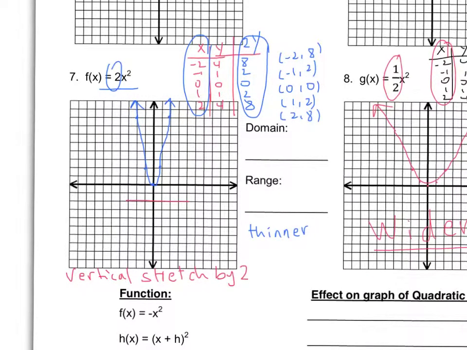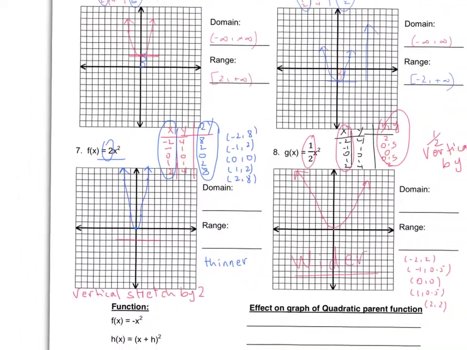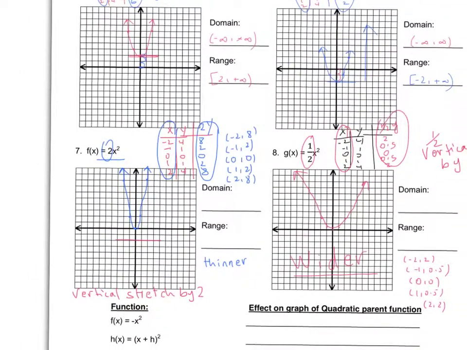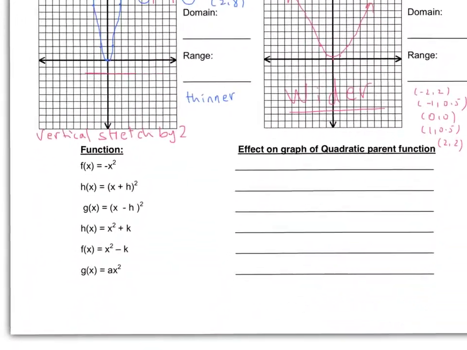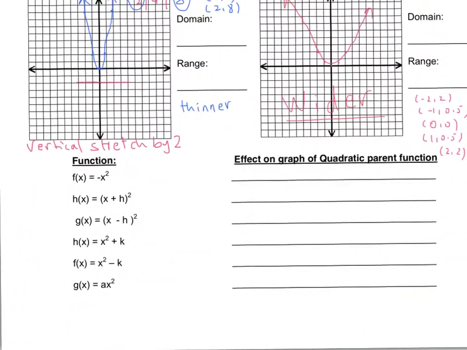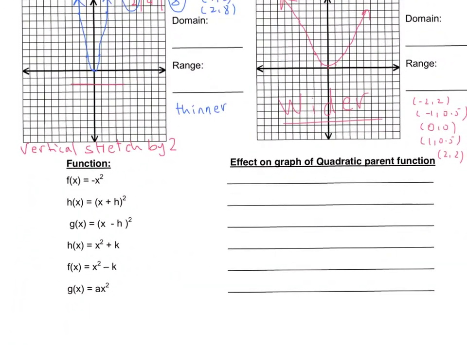So that's it. That's everything you need to know on transformation. And if you think that there's something that you don't understand, it's okay, because we're going to do the same thing with all of the other functions. So let's summarize. What effect on the graph of the quadratic parent function does each one do?